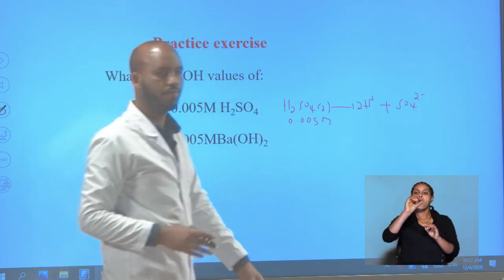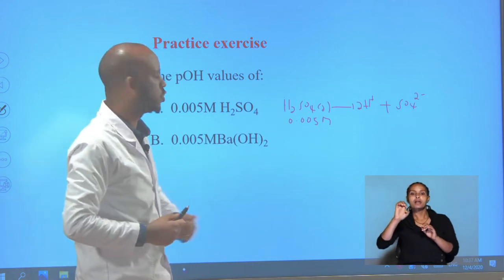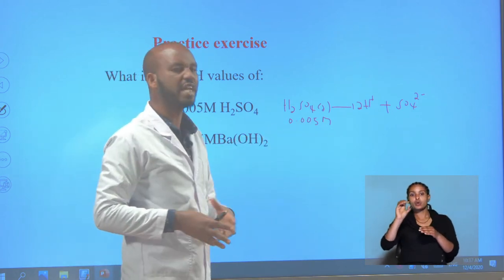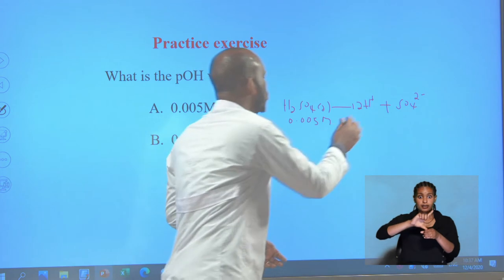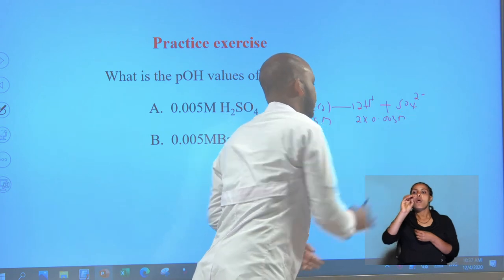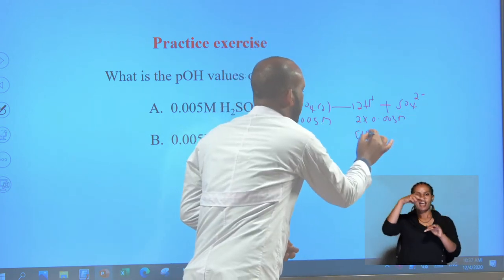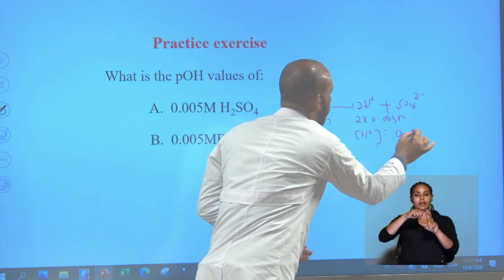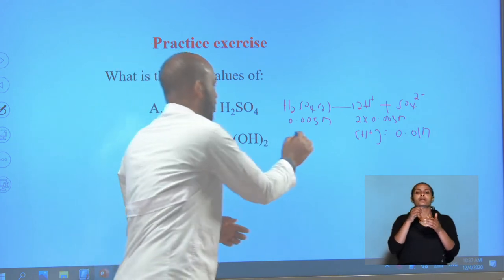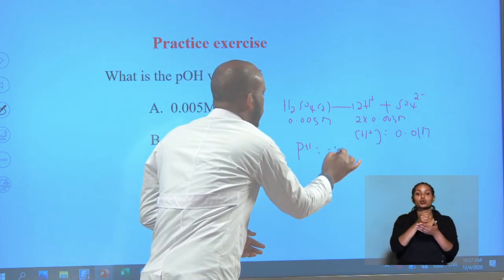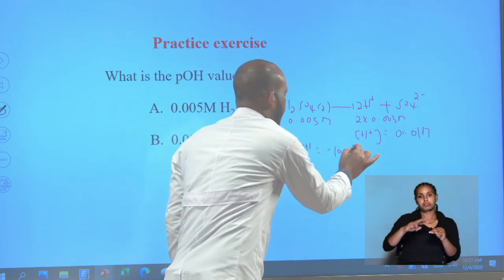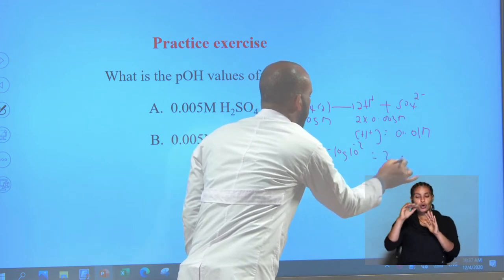0.005 molar, you see? 1 mole of sulfuric acid gives 2 mole of H+ ion. 0.005 mole in 1 liter of the solution gives two times 0.005 mole. Now concentration of H+ equals 0.01 mole in 1 liter of the solution. Now pH of this solution is the negative logarithm of hydrogen ion concentration, which is 10 raised to minus 2, equal 2.